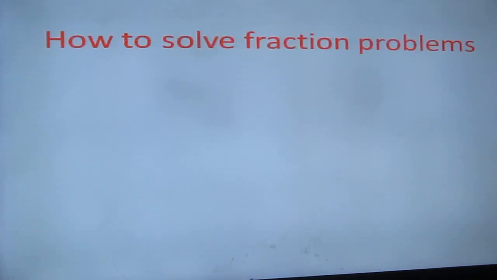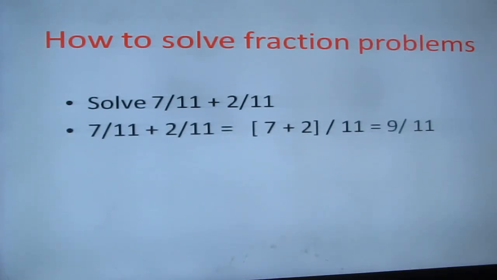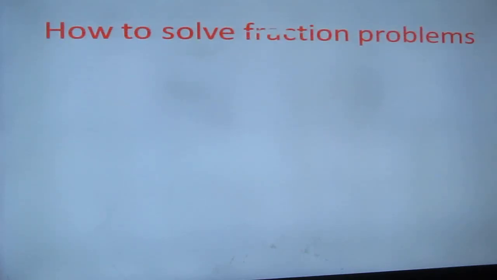Next question. Now, I won't give the hint. Can you solve this? Solve 7 by 11 plus 2 by 11. You got it? Fantastic. So the answer is 9 by 11. Same logic as we discussed in the previous slides. 7 plus 2, 9. 9 by 11. Shall we go to the next type?